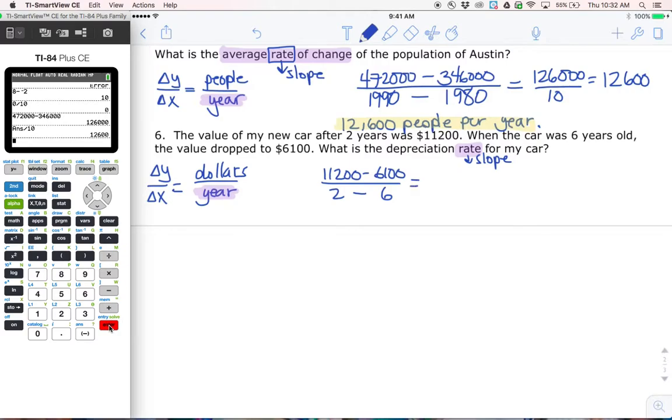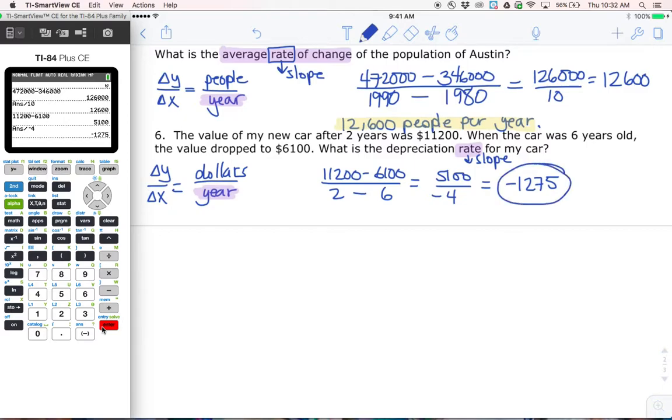And remember that we are subtracting these two. All right. So we subtract the top, 11,200 minus 6,100, and we get 5,100. And in the denominator, 2 minus 6 is negative 4. All right, let's clean it up. Figure out what we get when we divide. All right, we get negative 1,275.